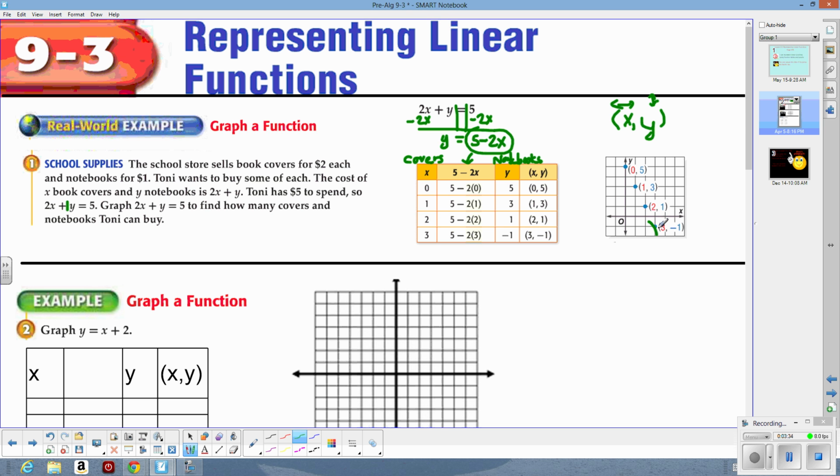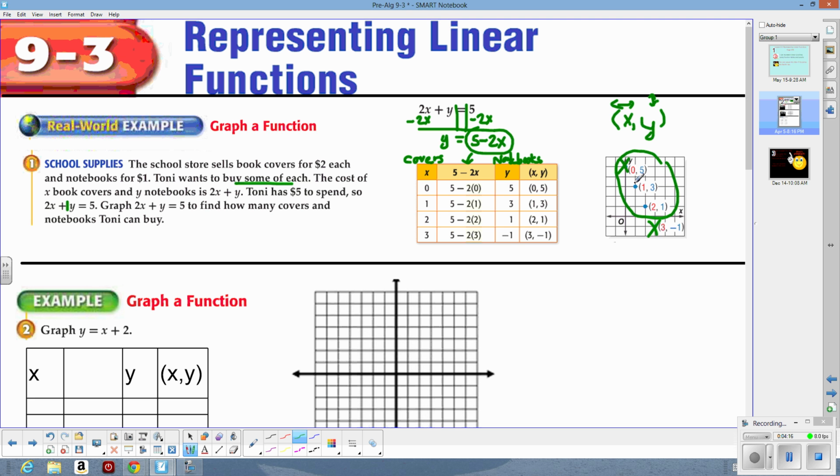Now this is not a possibility because you can't buy a negative number of notebooks. So here are all the possibilities. You could buy 0 covers and 5 notebooks, 1 cover and 3 notebooks, or 2 covers and 1 notebook. Now one might argue that this isn't a possibility either because it says she wants to buy some of each. Well, this would be 0 covers, so that one really doesn't fit either. So really we're looking at these two. You could buy 1 cover and 3 notebooks, or 2 covers and 1 notebook.